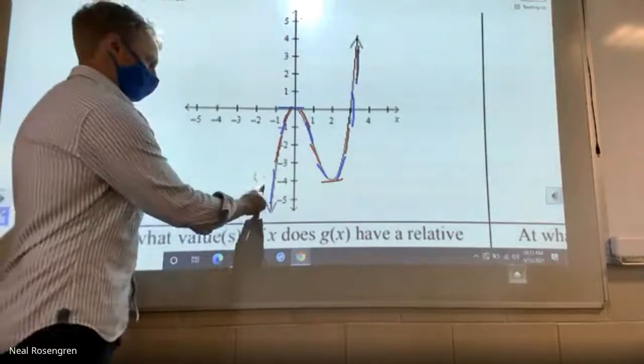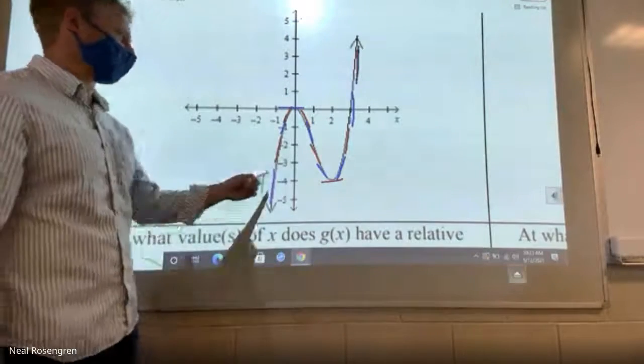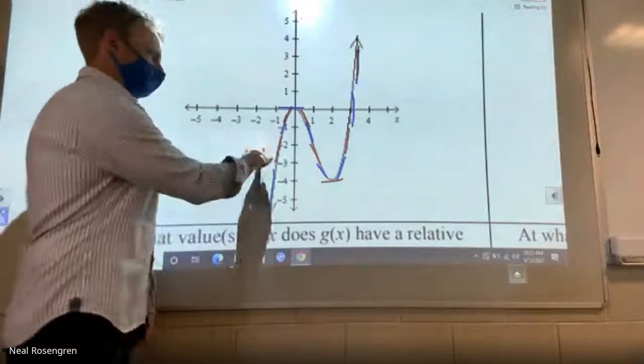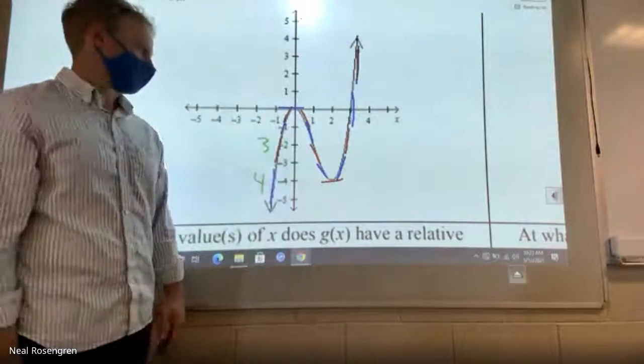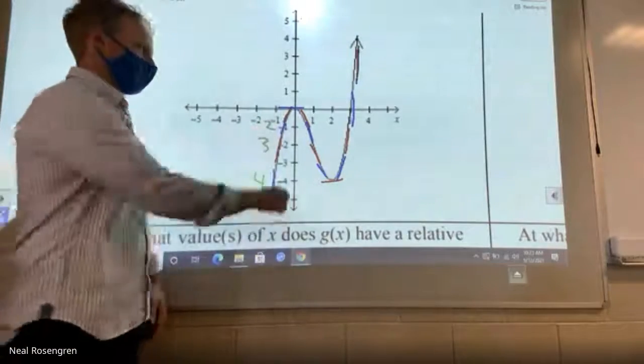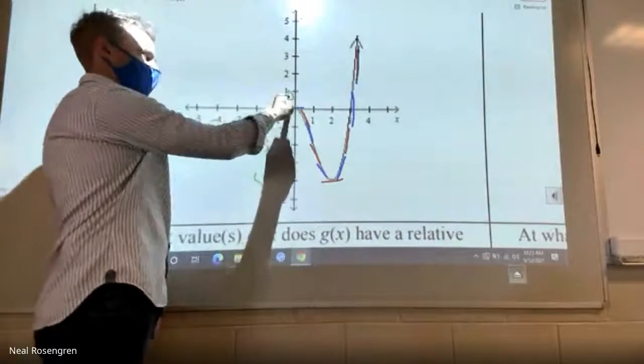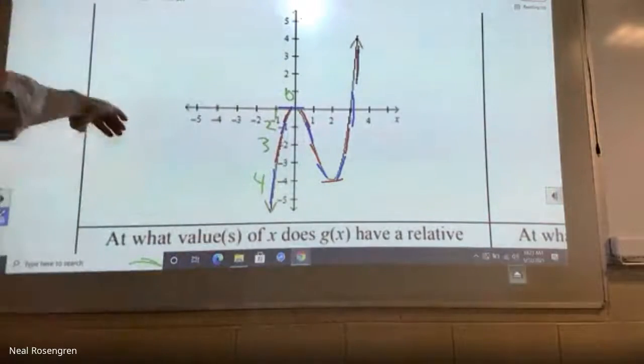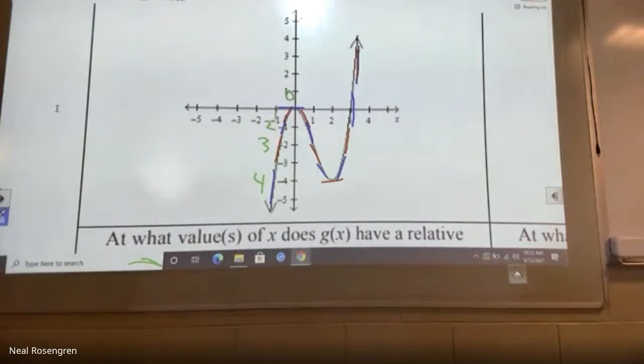4? Cool. And what about that one? If this is 4, what's that? 3. Okay. If this is 3, what's the blue one? 2. Okay. What about the red one? 1. What about the blue one? 0. Okay. So what is happening to the derivative as we move from left to right?